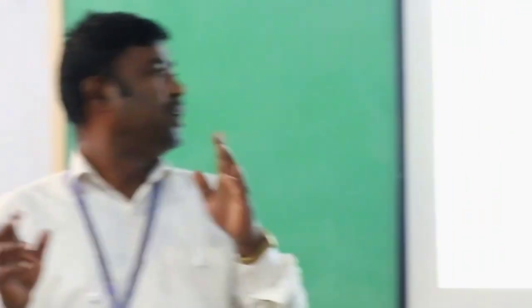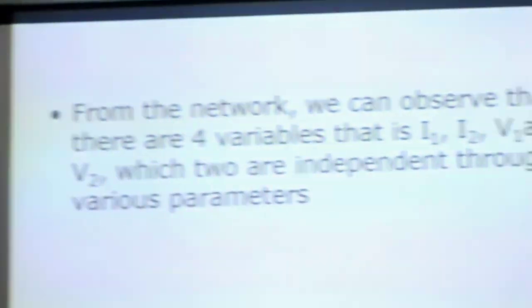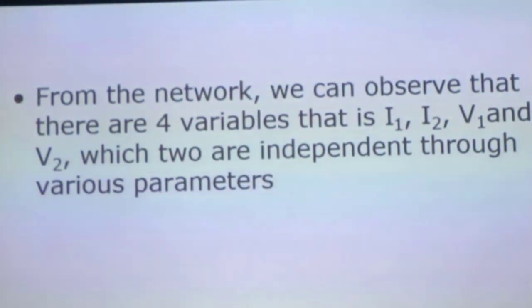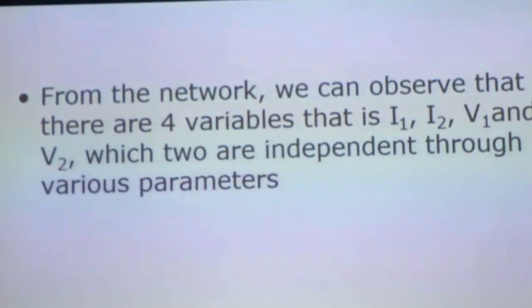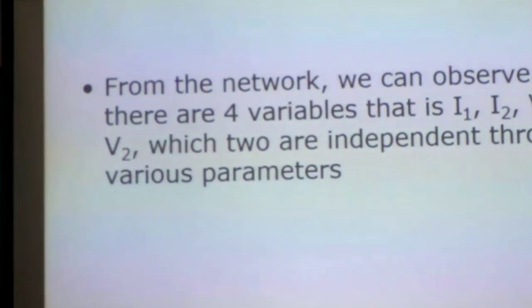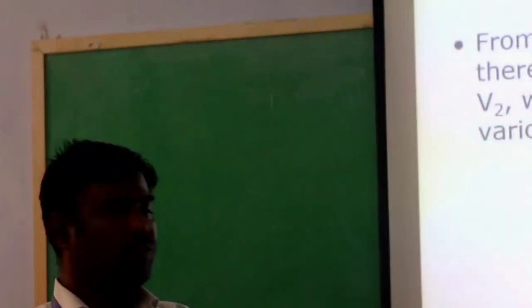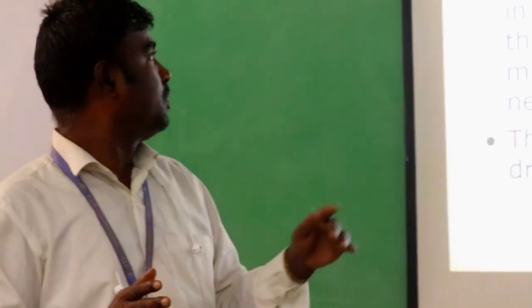So, next one. We can observe that there will be an initial state. I1, I2 are the two currents and V1, V2 are the voltages. So input voltage and current, and output voltage and current, which are independent through various parameters. The first one is Z parameters. Z parameter means impedance parameters.